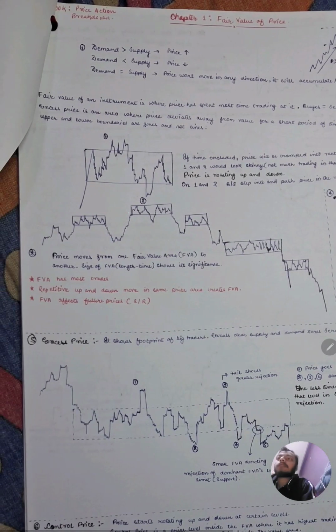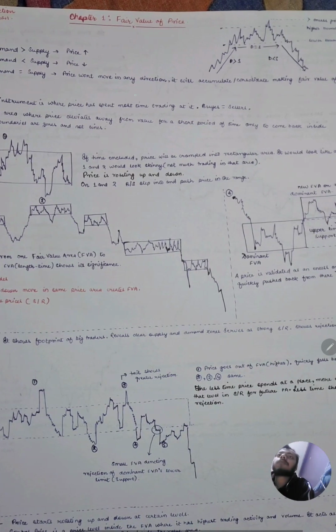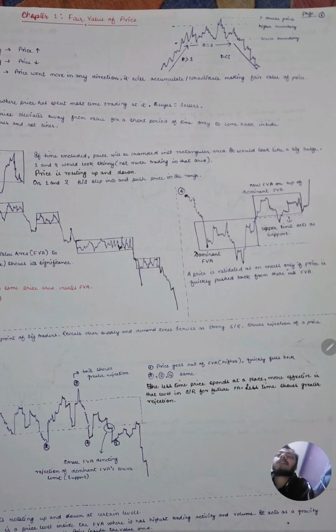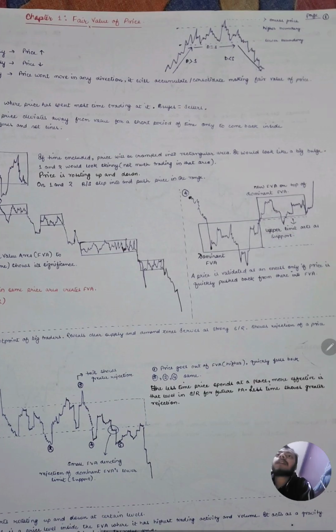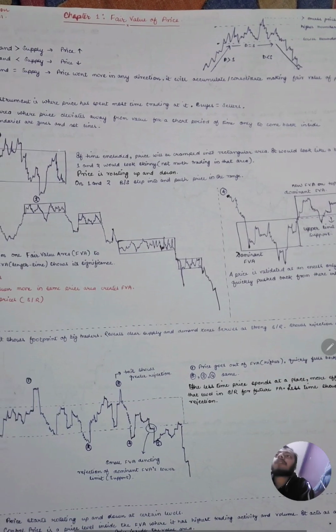Okay, so that was all about the types of buyers. Now we will discuss the fair value. As we already discussed, when demand exceeds supply, price increases. When demand becomes less than supply, the price decreases. And when demand is in line with supply, price does not move much, and it accumulates or consolidates in an area, and that makes the fair value of price.